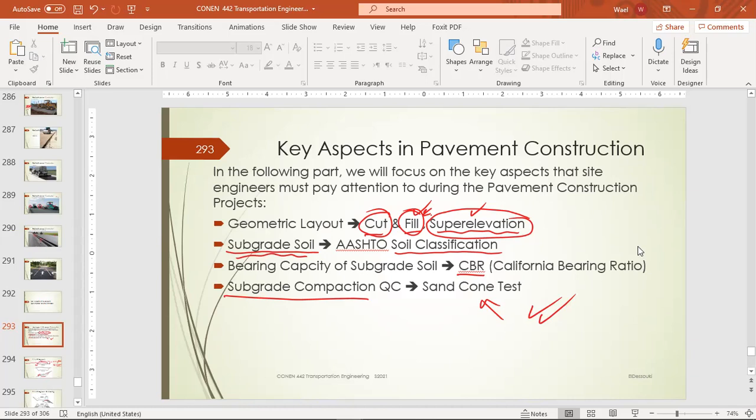Okay? The bearing capacity of subgrade soil by having a CBR, California Bearing Ratio, and the subgrade compaction quality control. Again, quality control for compaction. Usually we use the sand cone test. There are other technologies that are more reliable than the sand cone test because the sand cone test is unfortunately vulnerable either to human error or to foul play, as I will mention later.